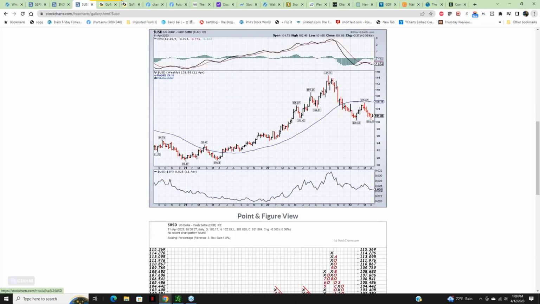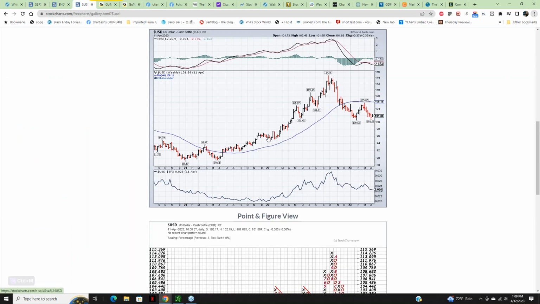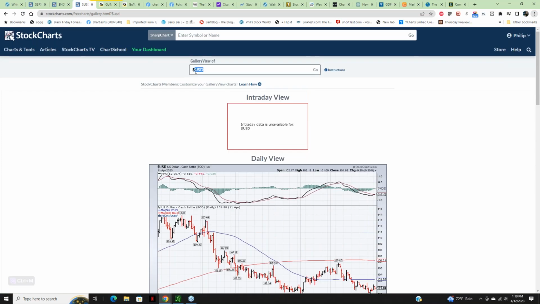And in fact, if you look at the S&P, well, I need a longer term chart. All right, so keep this in mind. From the beginning of 2022 to October of 2022, the dollar went from 96 to 114. That is 18 points out of 96. That's basically 20%. So what happened on the S&P? What do you think happened on the S&P?